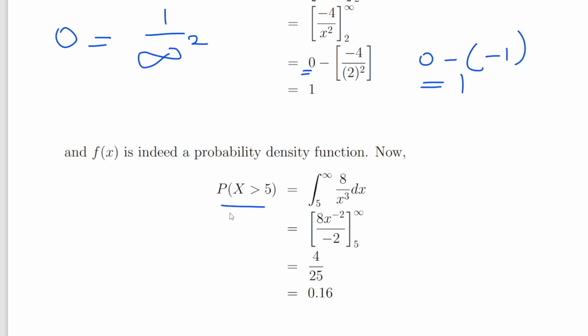So the second thing is, what is the probability of x greater than 5? What we do here is evaluate the definite integral from 5 to infinity. Essentially we can use our previous result, and we know that when x equals infinity, the definite integral evaluates to 0. So what we have left here is 0 minus minus 4 over 25, x squared being 25, so that works out to be 4 over 25, which is 0.16.